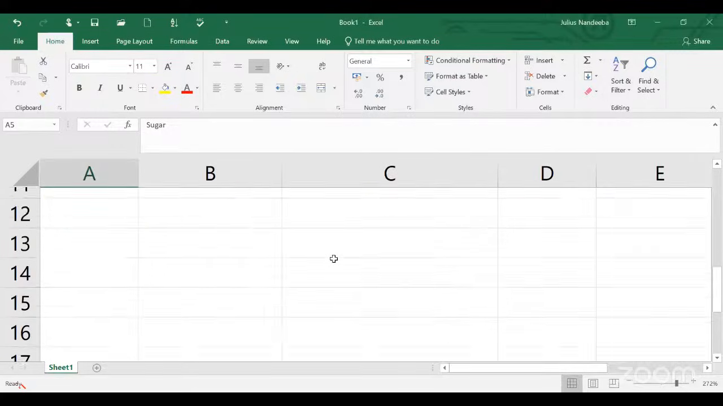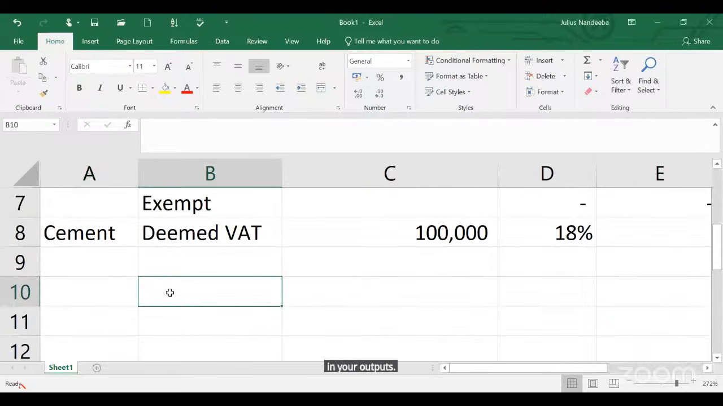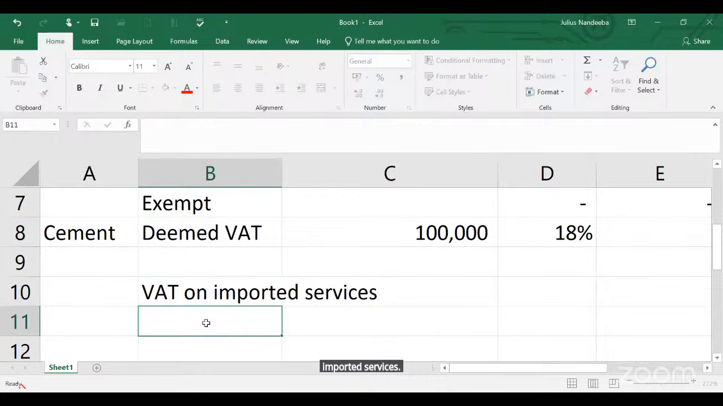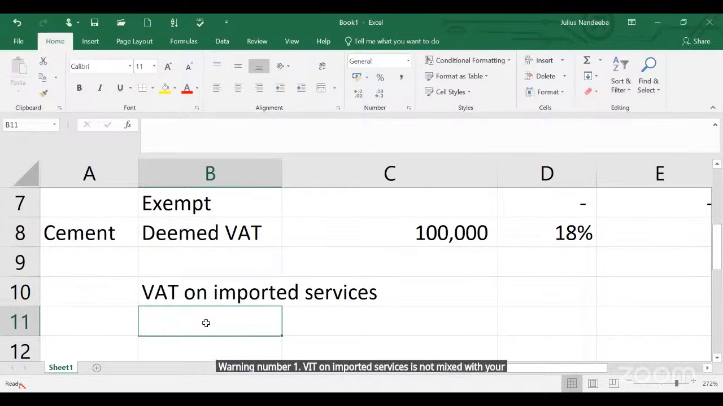In your outputs, you'll have an item called VAT on imported services. Guys, be careful with this one. Warning number one, VAT on imported services is not mixed with your output VAT computation.